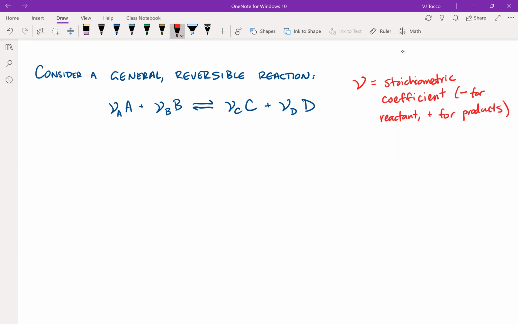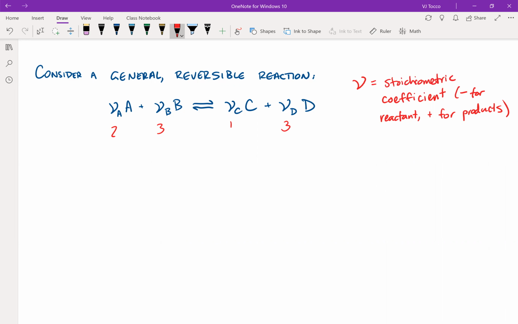All right, so for example, if I had 2 moles of A plus 3 moles of B that are reacting to form 2 moles of C and 1 mole of D. So if I had 2, 3, 1, I forgot what I said. Let's just go with this: 2, 3, 1, and 3. The stoichiometric coefficient for A would be -2, for B would be -3, for C is +1, and for D is +3.